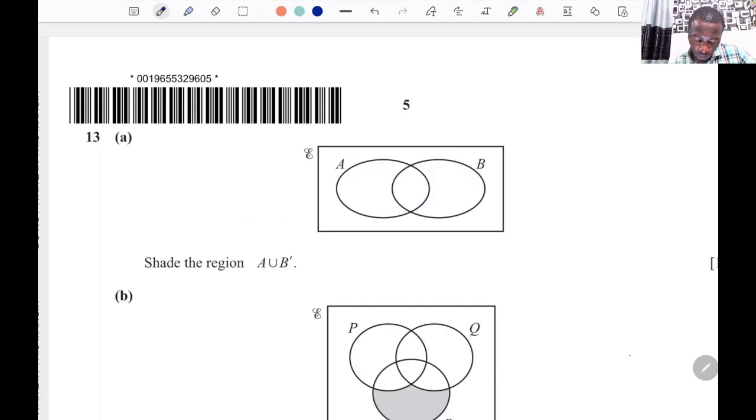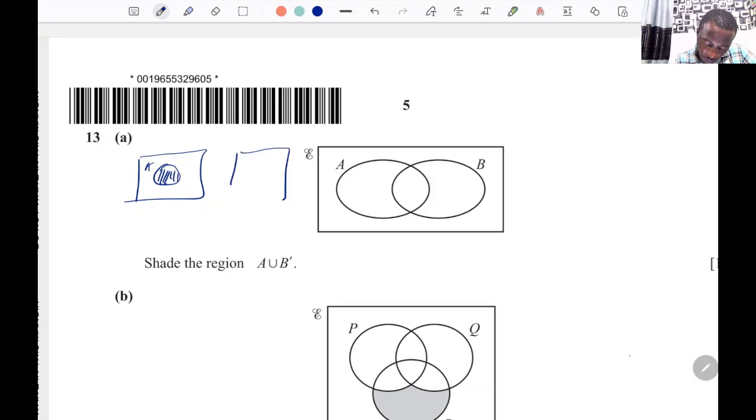Question number 13 says shade the region that is given as this particular value. So we're going to be shading that region now. If I am you, I'll just break it down. Let me draw for A first. If here is A, I'm to shade A, I'll shade my A all through completely. Let me draw for B. So my B is like this. B prime is outside B, like this.